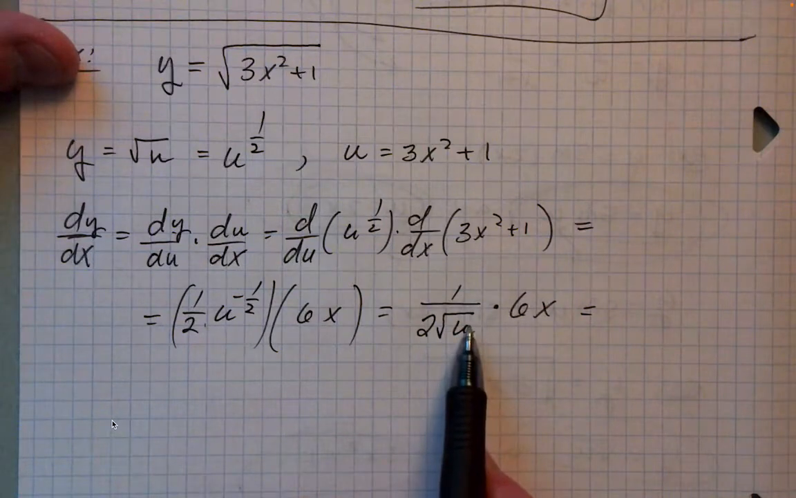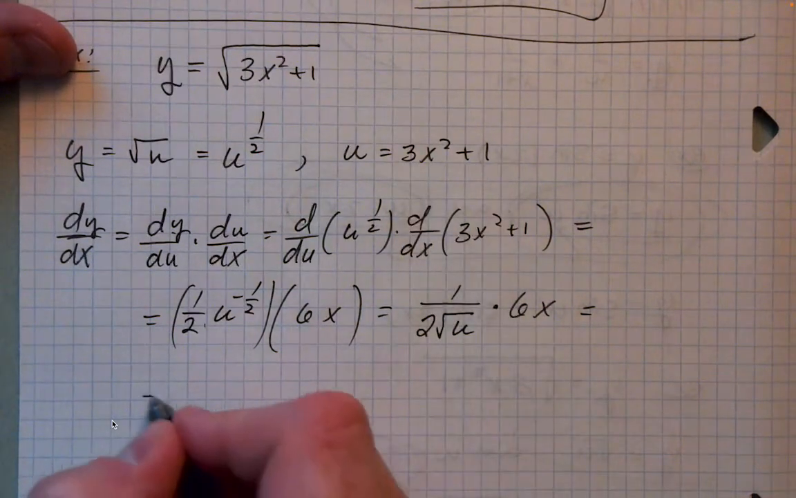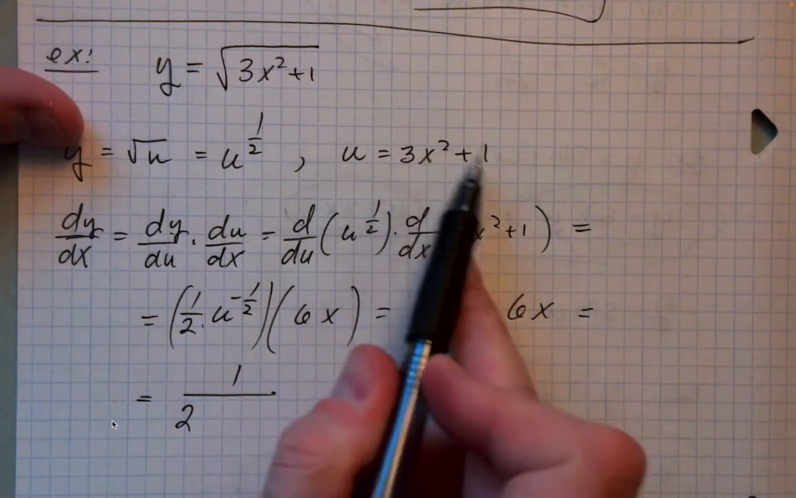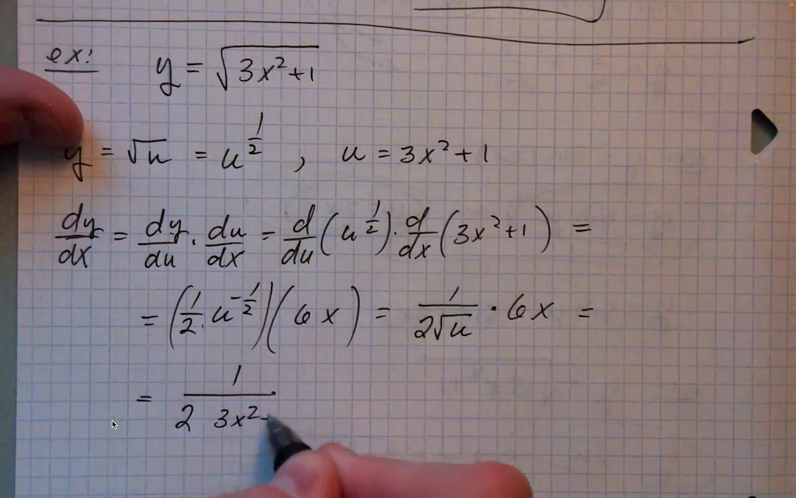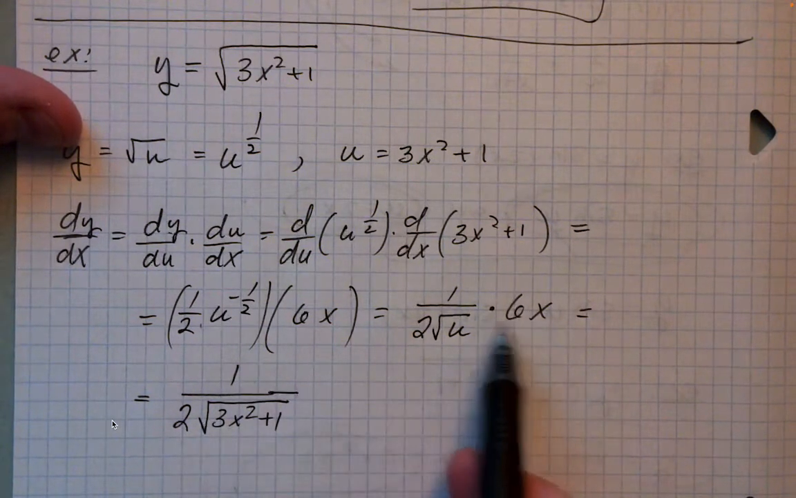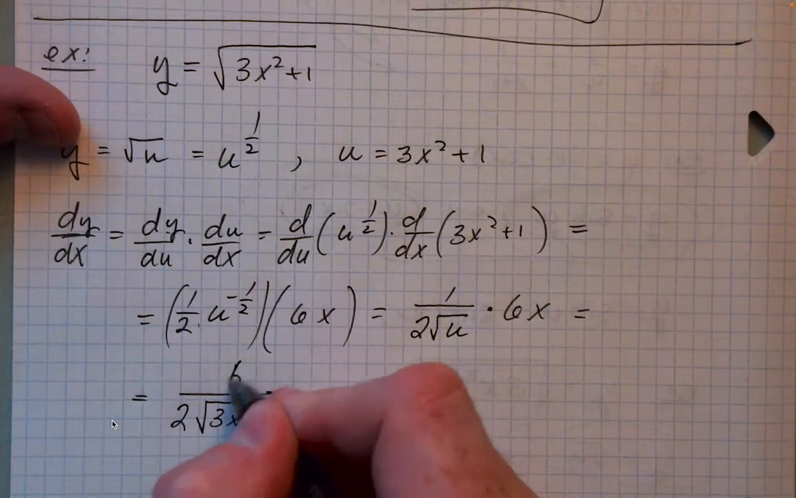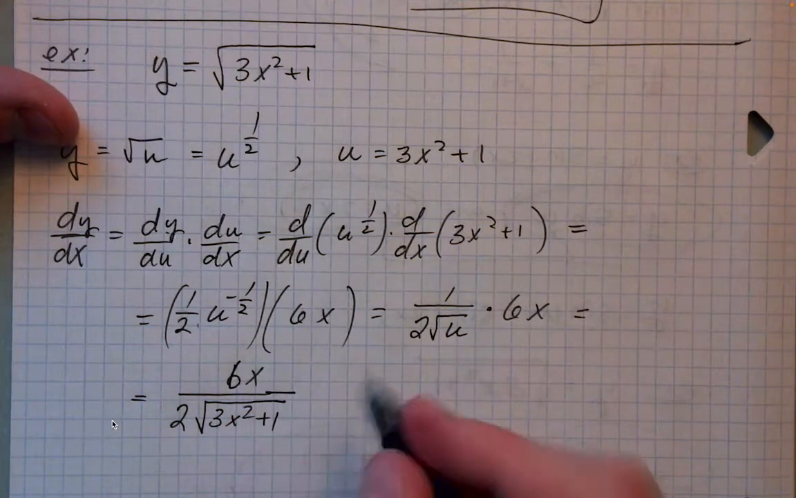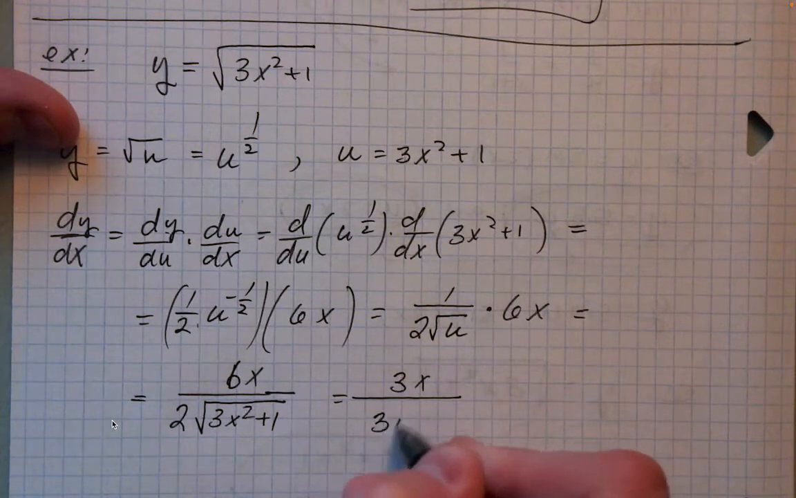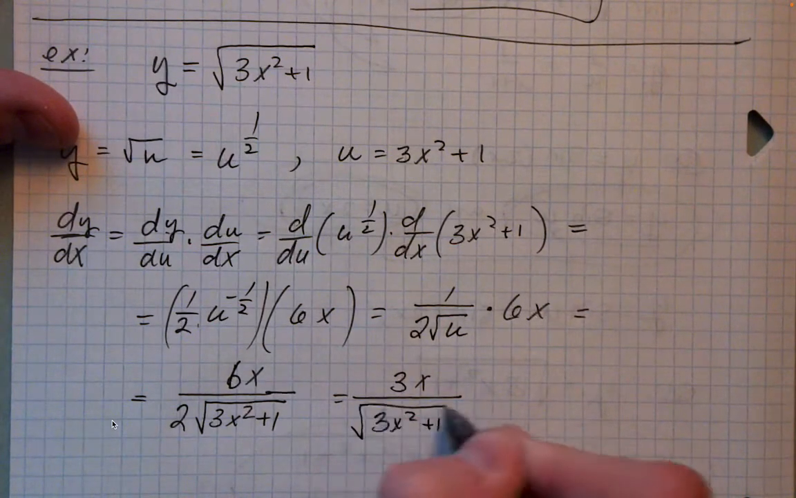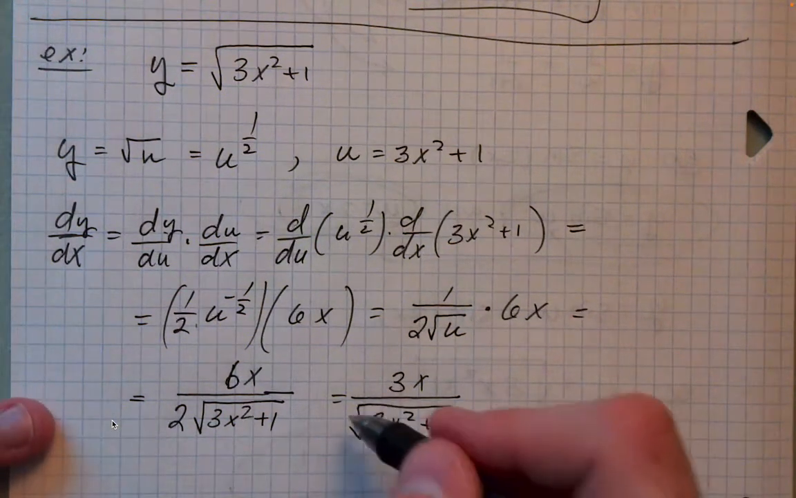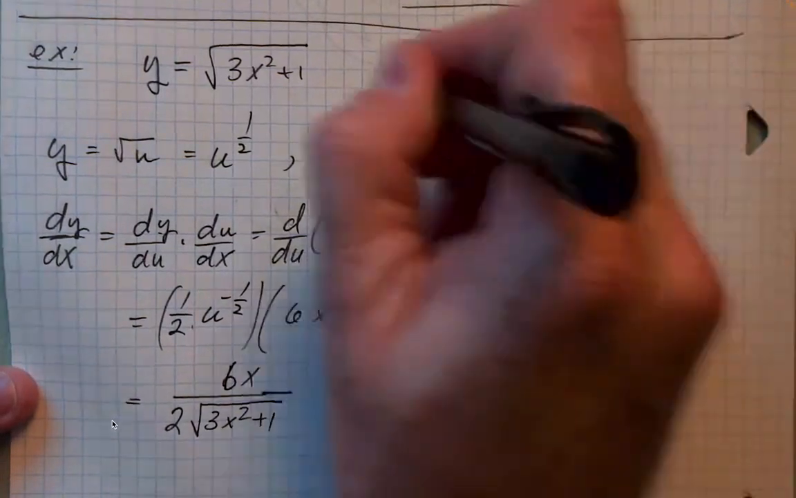Okay, and then the last step, right? We don't want that u in there, so let's plug this guy in here. So 1 divided by 2, and then it's 3x squared plus 1, and that's the square root there. And then really it's times 6x, so let's just put the 6x up here. There we go. And I guess we could simplify a little bit and have 3x over the square root of 3x squared plus 1. There we go. So this would be the derivative of that guy.